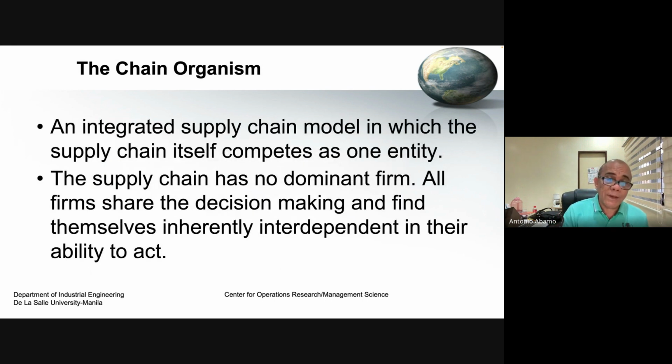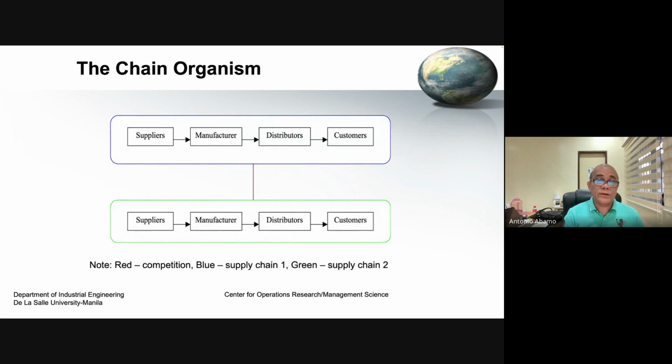Okay, now what about the chain organism model? It is an integrated supply chain model, a model in which the supply chain itself competes as one entity. Okay, just like that one. This is a chain organism model where one supply chain competes with this particular supply chain. So they are parallel, but they cater to the same market.